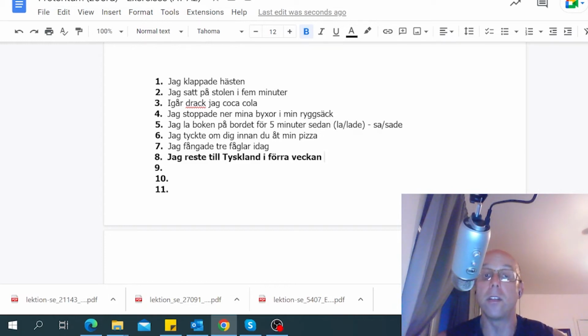You can also change it for under. Sometimes under works in a similar way as i, when it is in the sense of during. Så jag reste till Tyskland i förra veckan.